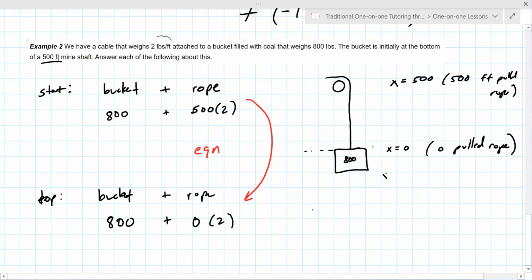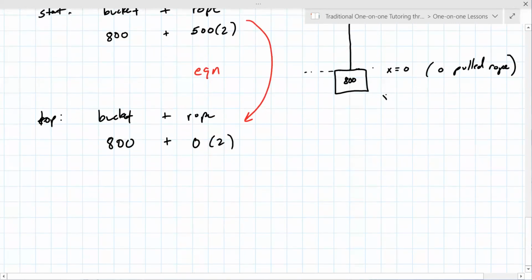So you have to come up with a force function basically, and the force function is a straight line, it's linear. It's 500 times 2 at the bottom when x is 0, and then it's 0 times 2 when you're at the top. So if you think about this real hard, or write the equation of the line, you end up getting 500 minus x times the rope density.